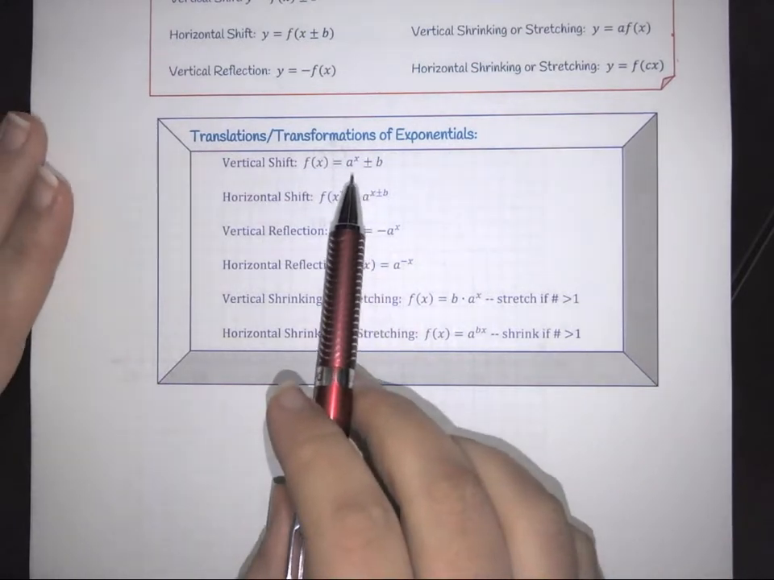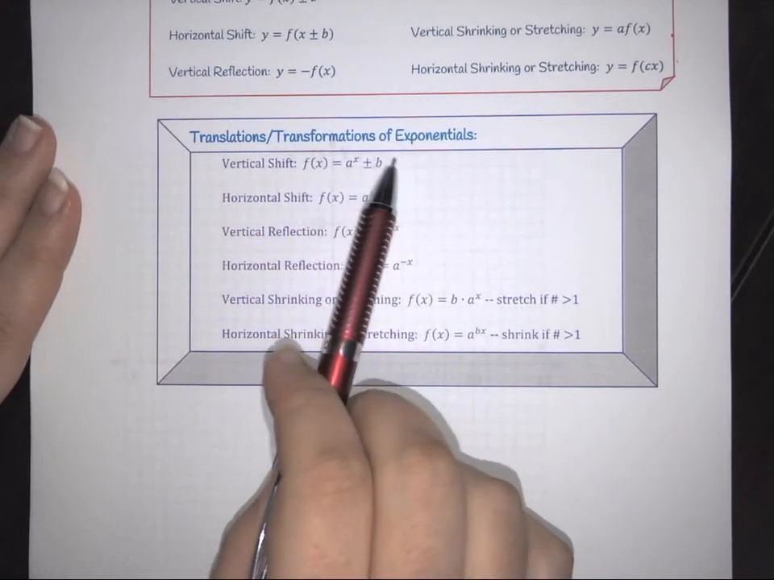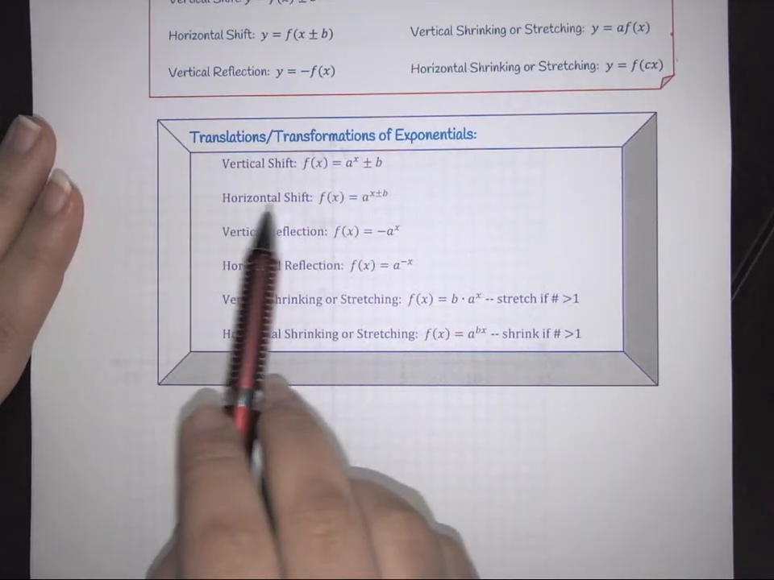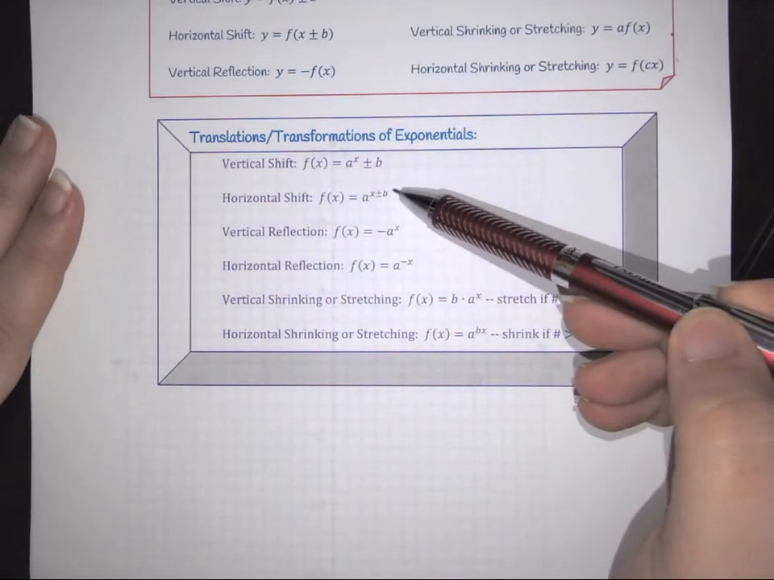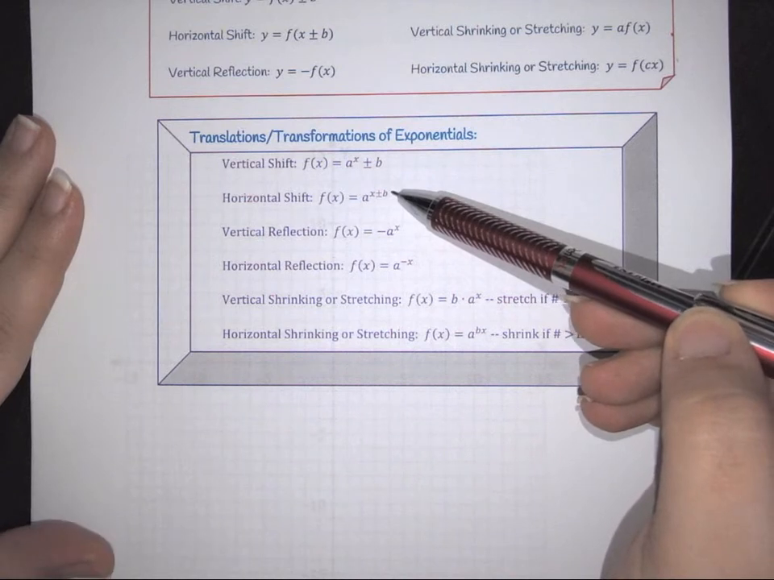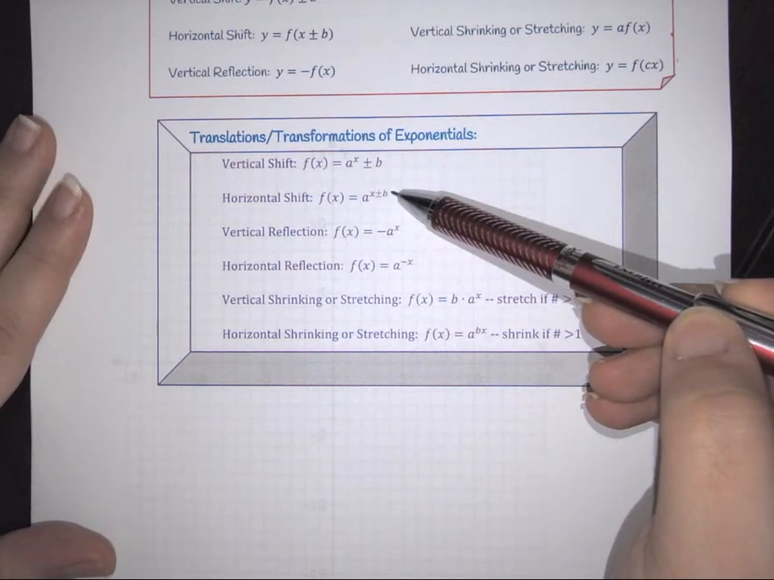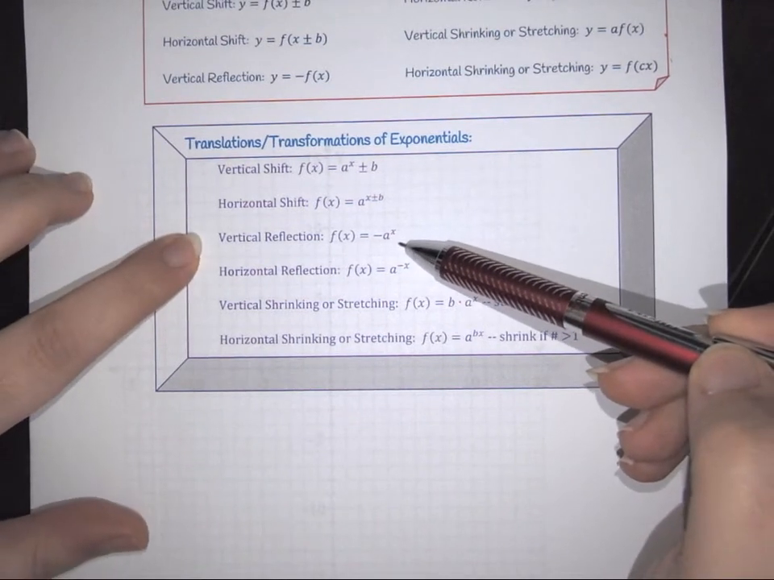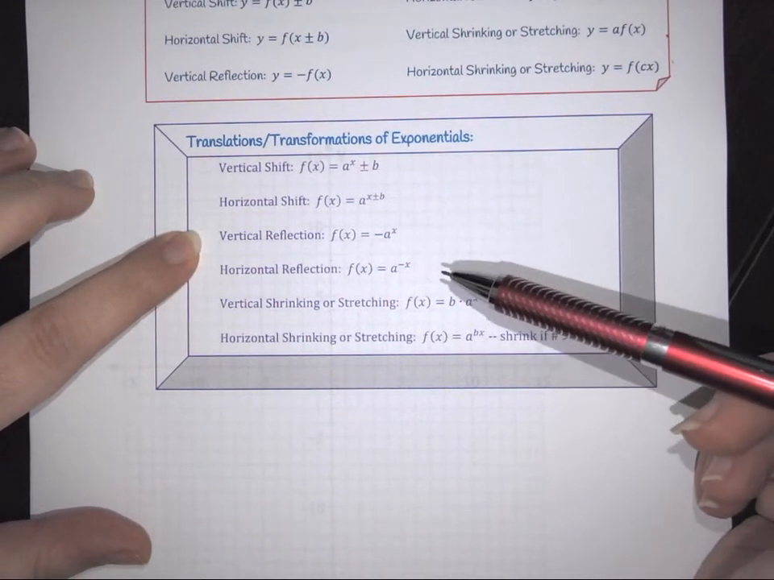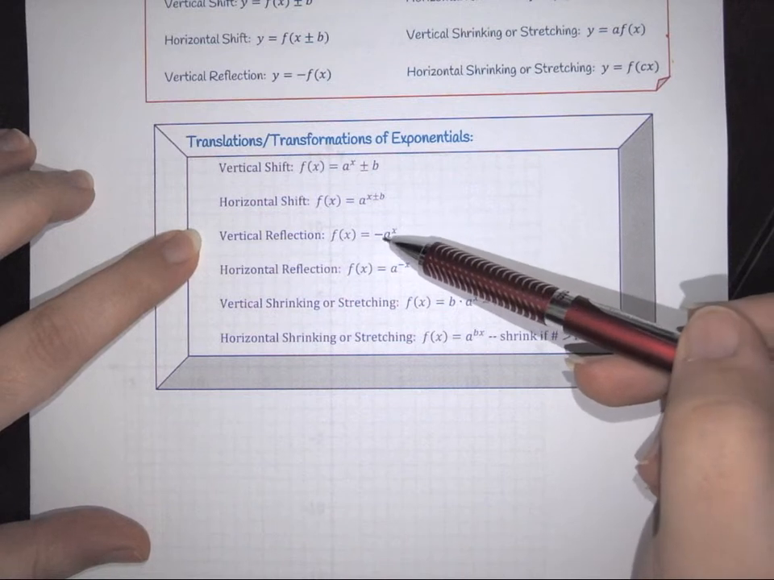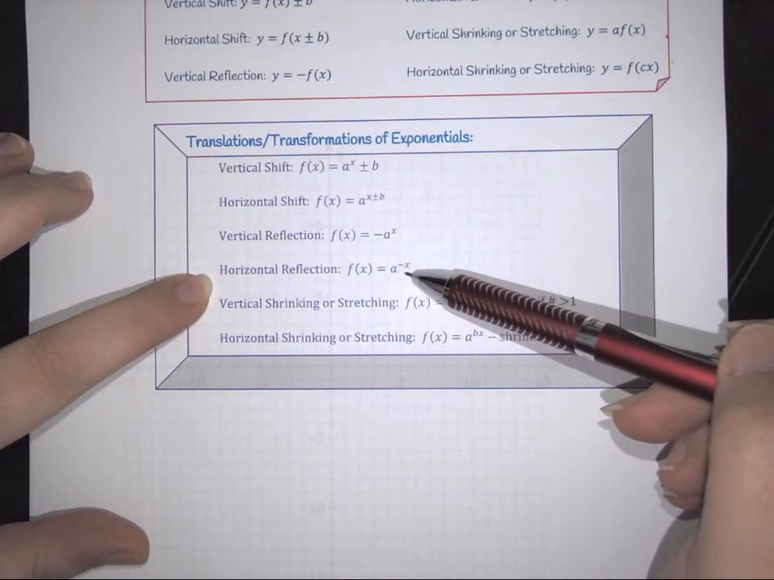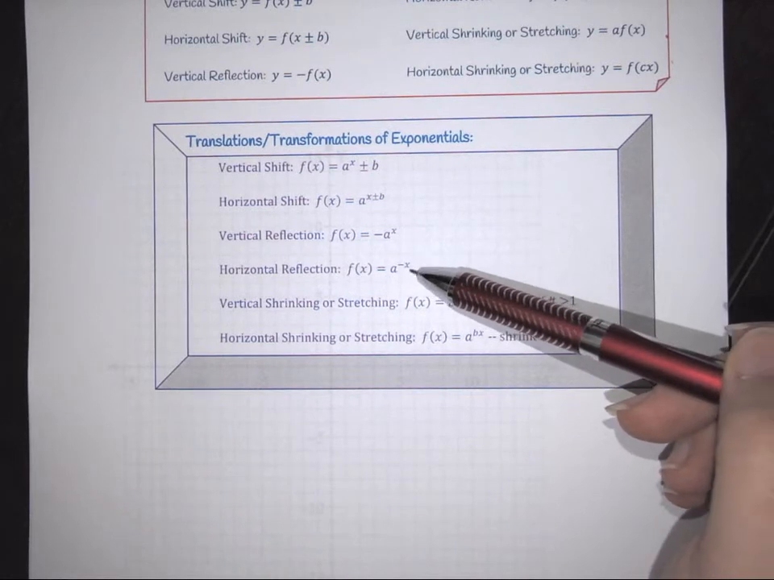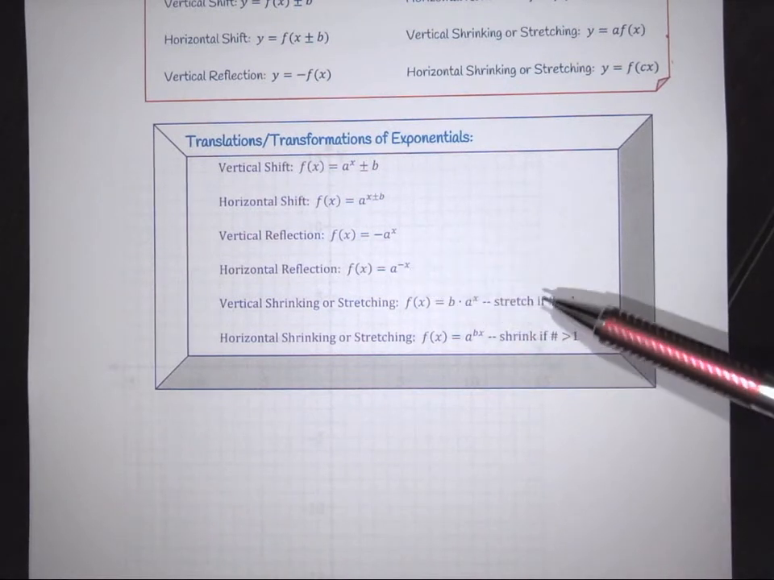If you notice, my vertical shift here is still a constant added on to the back end. My horizontal shift, though, is an internal shift, which means it now gets done inside the exponent. My vertical reflection is still an external reflection, so it's done outside, but horizontal is internal. Internal means directly onto the variable. So here, this is done inside.